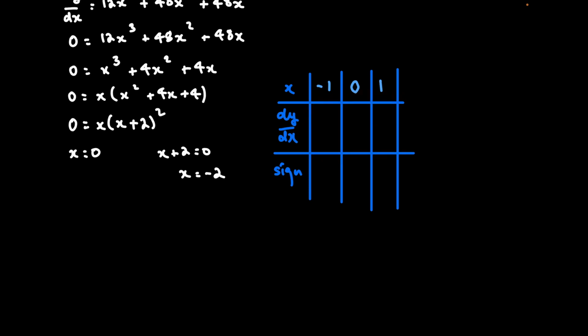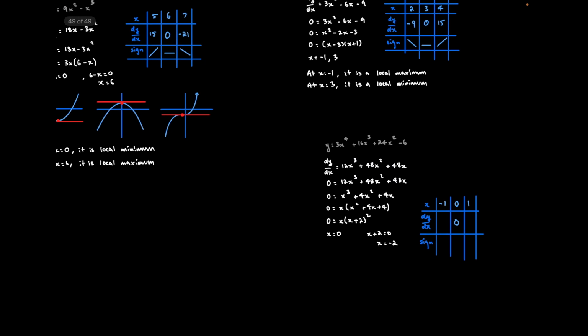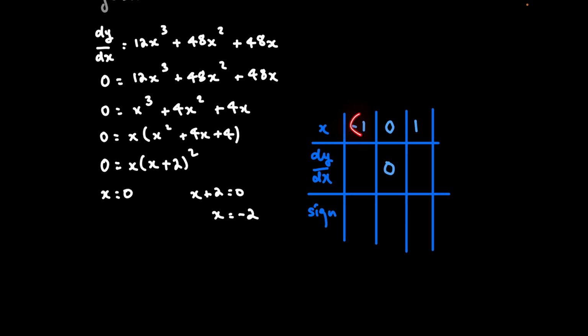Now let's work out the derivative. The derivative when x equals 0, well, that's simply going to be 0 because that's a stationary point. And then when x equals minus 1, we can just sub it back into our derivative expression and work it out from there.